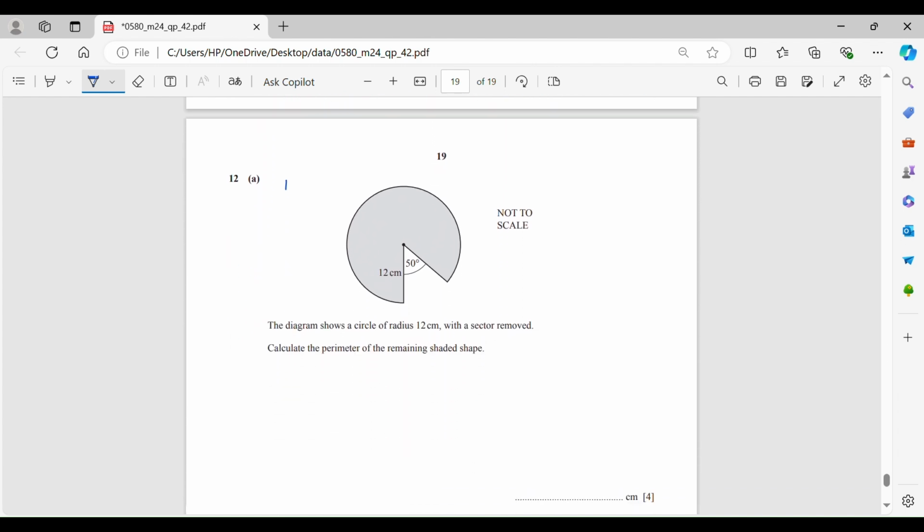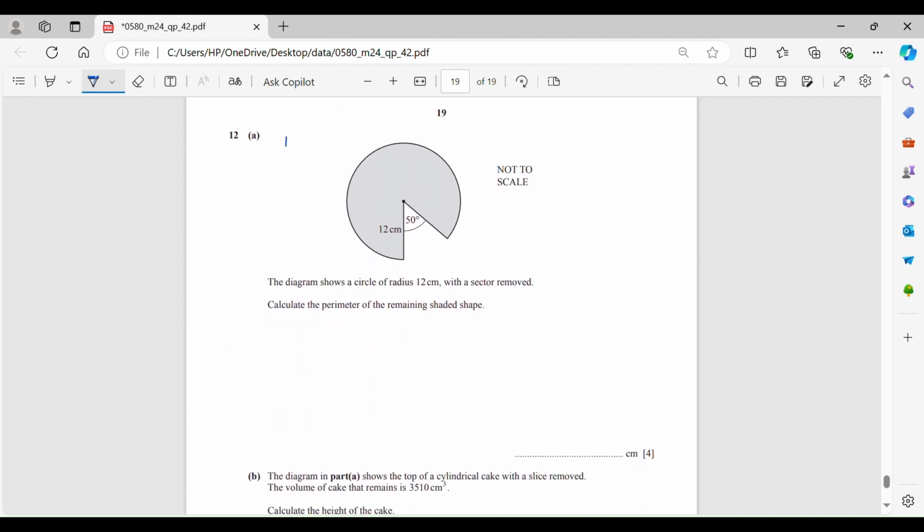Next is question number 12, A part. The diagram shows a circle of radius 12 centimeter with a sector removed. Calculate the perimeter of the remaining shaded shape. So we need to find the perimeter. For that, first we need this, this, and the whole of this. It is not very nice, but you understand what we need to find, right? Ignore this. So the perimeter of the shaded region.